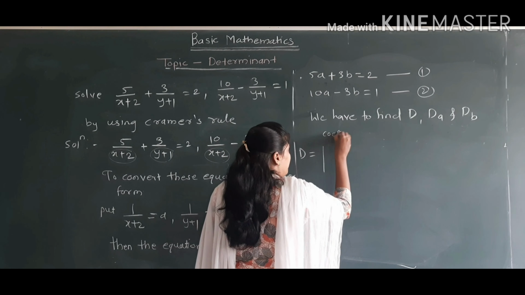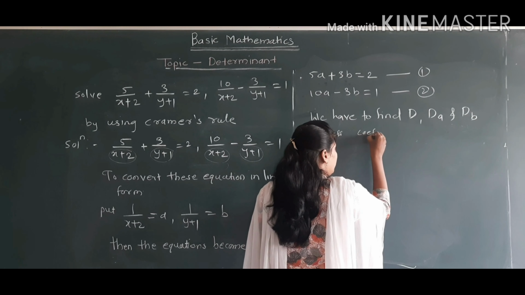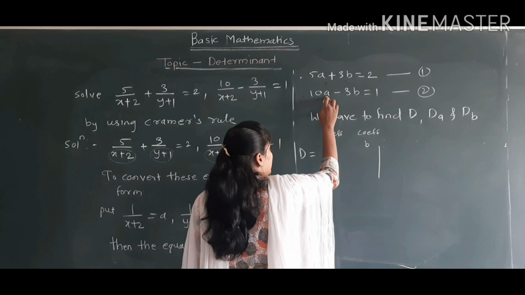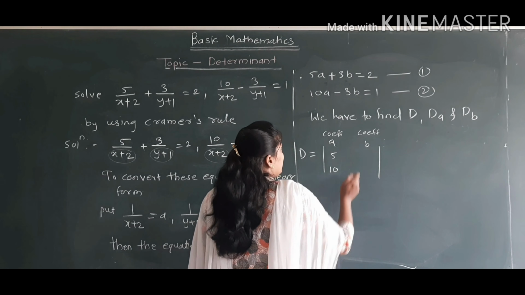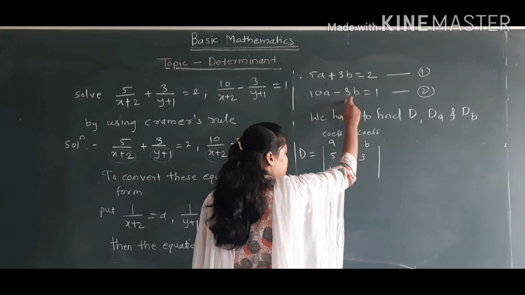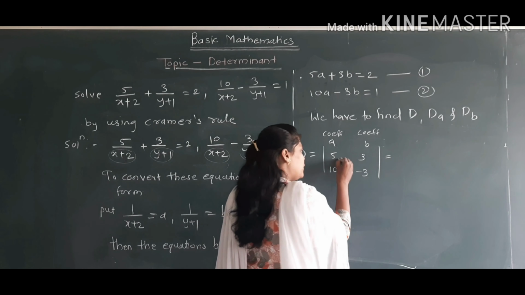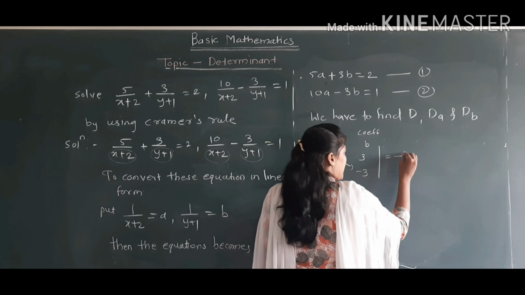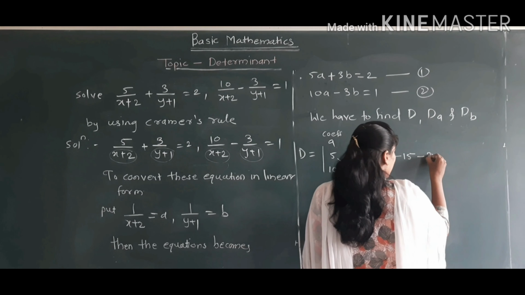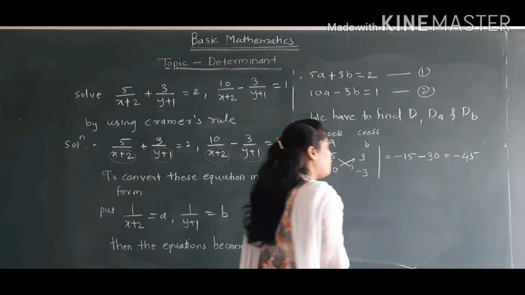In the first column write the coefficients of a, and in the second column write the coefficients of b. The coefficient of a in the first equation is 5, in the second equation it is 10. The coefficient of b in the first equation is 3, in the second equation it is minus 3. Solve this second order determinant. Multiply 5 into minus 3, minus 15, minus 10 into 3, 30. Minus 15 minus 30 is minus 45.